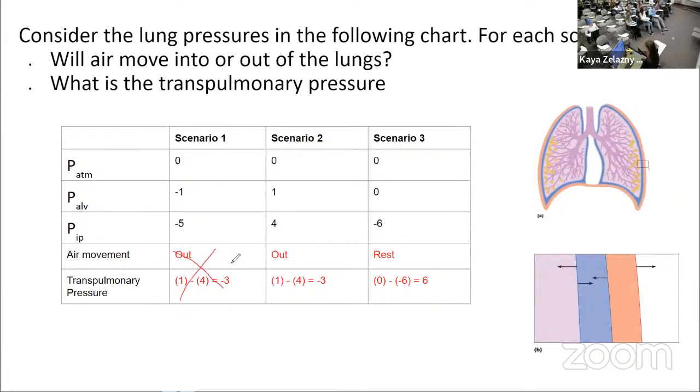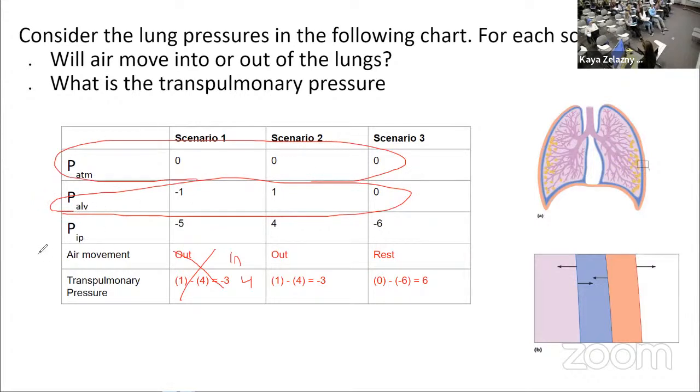Okay, so this would be air in, and that was our -1 plus 5, so that was the 4. Okay, so this is that whole table out, right? So we can calculate pressures in this way. The most important thing we want to notice is that we're just comparing that alveolar pressure to the atmospheric pressure in order to figure out how air is moving.